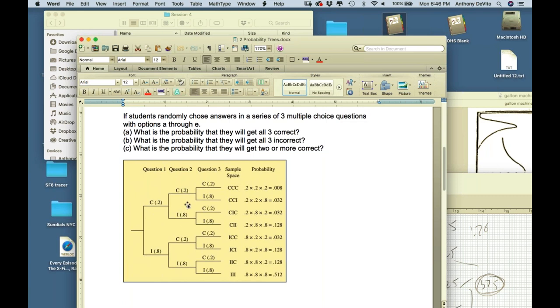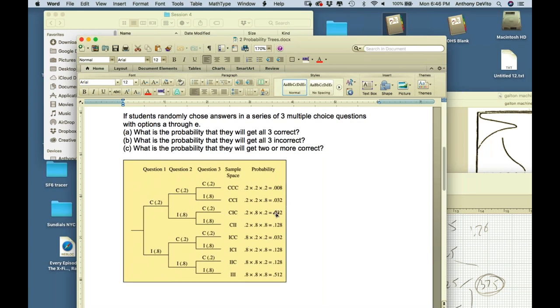The probability to be correct on the second question is 0.2 and 0.8, and so on and so forth for each other possible outcome. So what's the probability to get all three of them right? 0.2 times 0.2 times 0.2. What's the probability to get all three of them wrong? 0.8 times 0.8 times 0.8. Everything else in between is going to be a bit more complicated because there are many ways that that can occur, right?